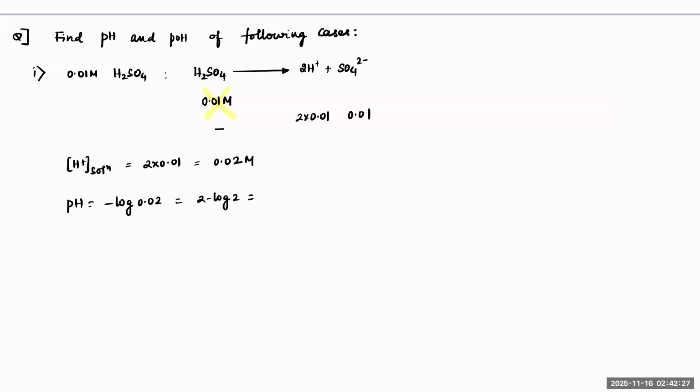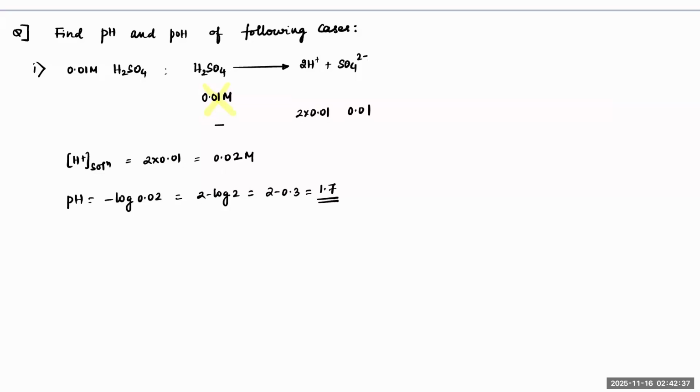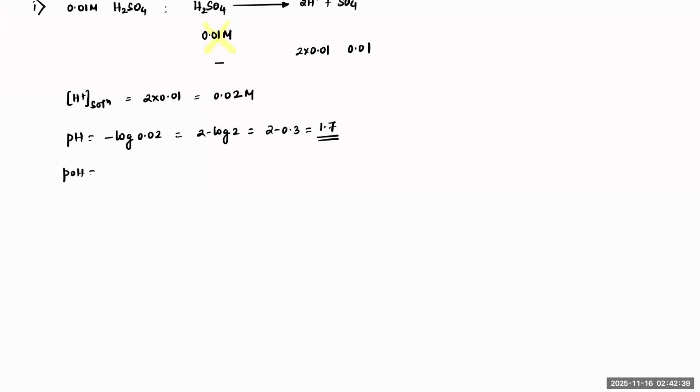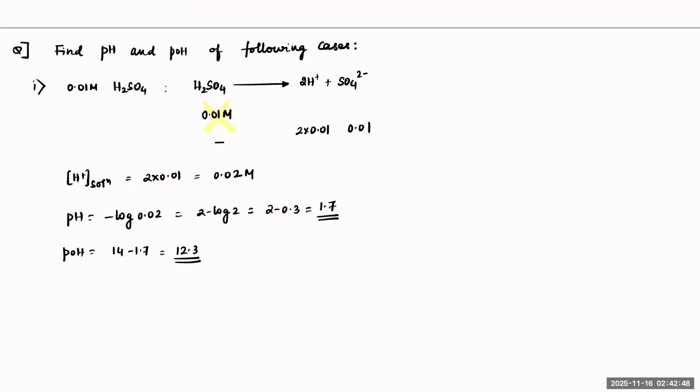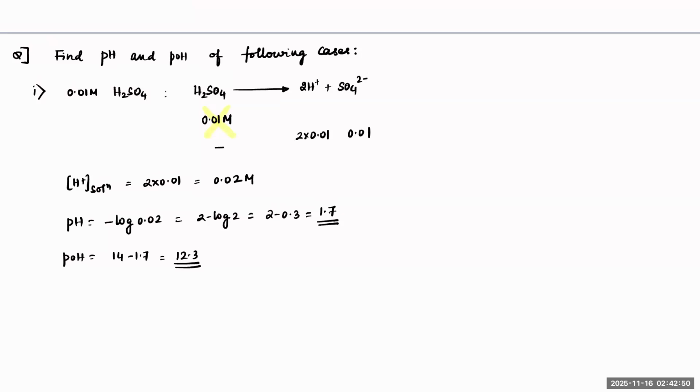So, 2 minus log 2. You can see it is 2 minus 0.3 because log 2 value is 0.3, which is 1.7. So the pH value is 1.7. The pOH value will be equal to 14 minus 1.7, which is equal to 12.3. Clear? So this is the H plus concentration, pH and pOH of the solution.